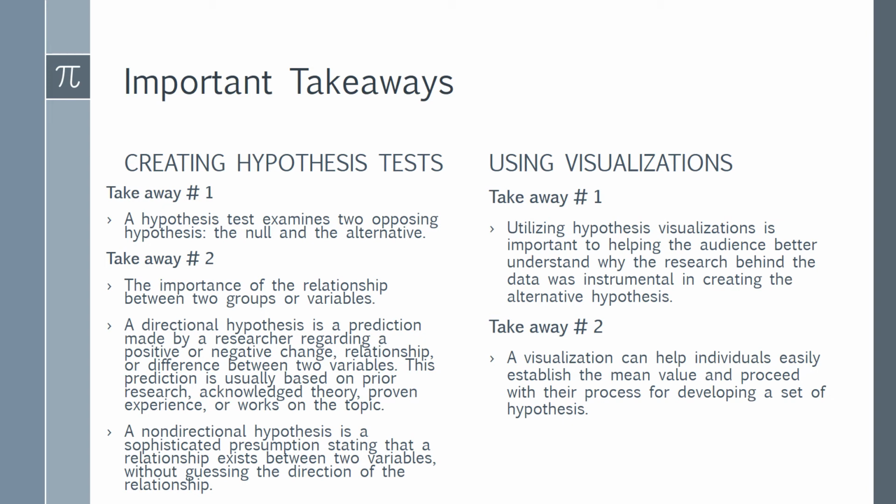A directional hypothesis is a prediction made by a researcher regarding a positive or negative change, relationship, or difference between two variables. This prediction is usually based on prior research, acknowledged theory, proven experience, or works on the topic. A non-directional hypothesis is a sophisticated presumption stating that a relationship exists between two variables without guessing the direction of the relationship. Now, moving on over to using visualizations.